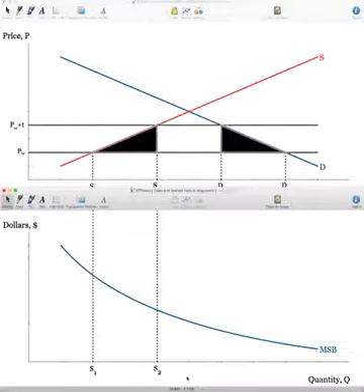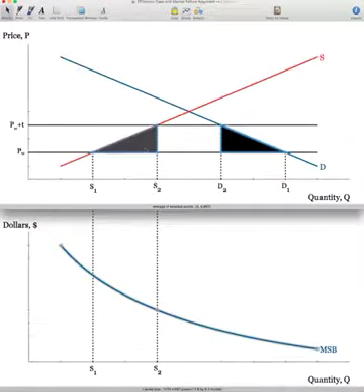So this is the supply in the domestic marketplace after the imposition of the tariff. Here we have the marginal social benefit curve. So there are positive externalities associated with the production of these particular items.